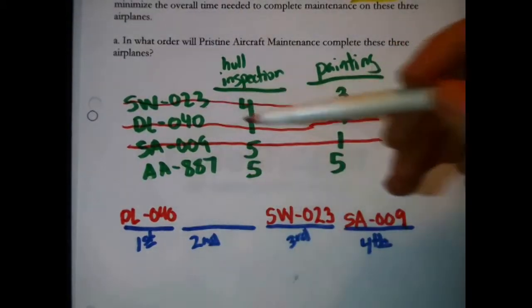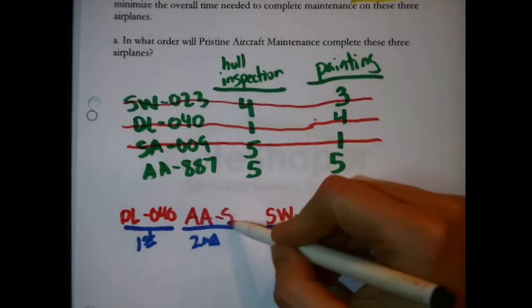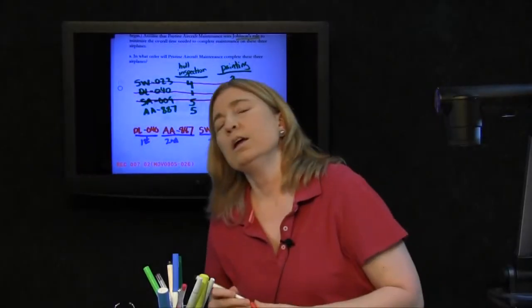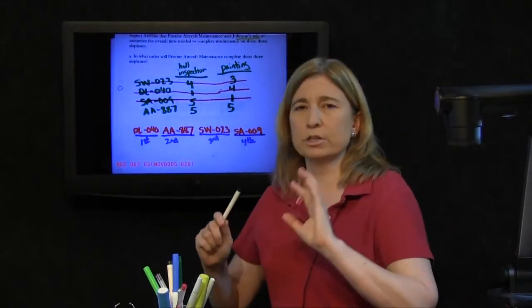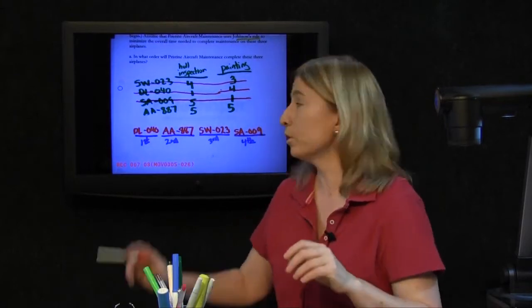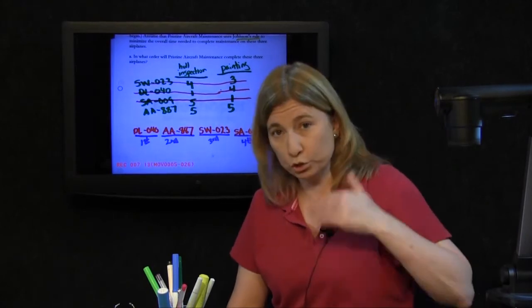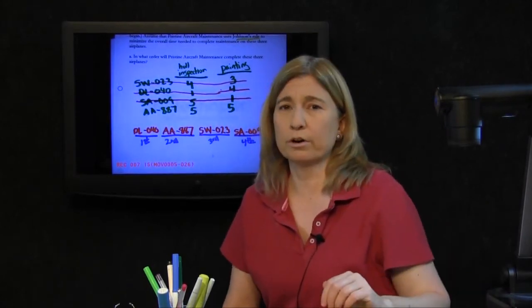Well, there's only 1 other airplane left over, so it's going to go in the 1 other blank. There's our sequence. In order to get the hull inspection and painting completed for this group of airplanes as fast as possible, this is the order that Pristine Aircraft Maintenance should work on those aircraft.